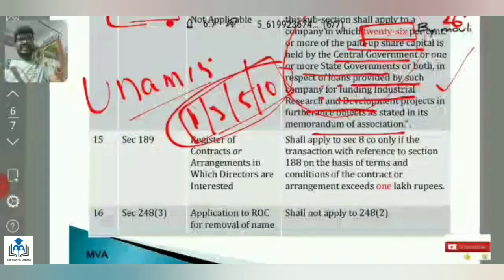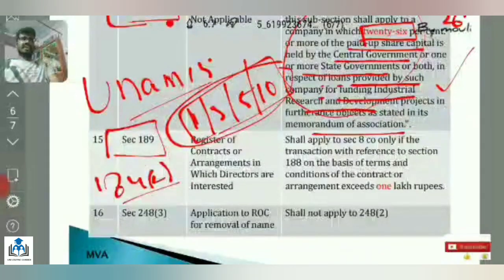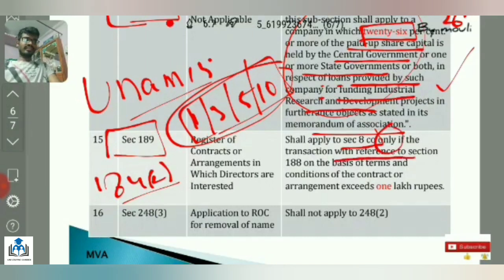And coming to our next point, 189. We have already discussed the same point in 184(2). 189 is related to the register of contracts or arrangements in which directors are interested. That is related to Section 184. It shall apply to a Section 8 company only if the transaction, with reference to Section 188 on the basis of the terms and conditions of the contract, exceeds 1 lakh. We have already discussed this in 184(2). The same 1 lakh limit is here in 189 also.